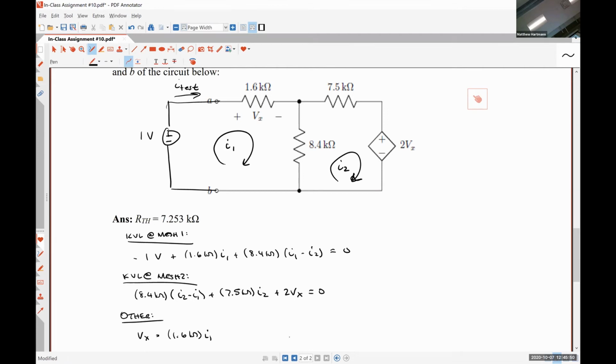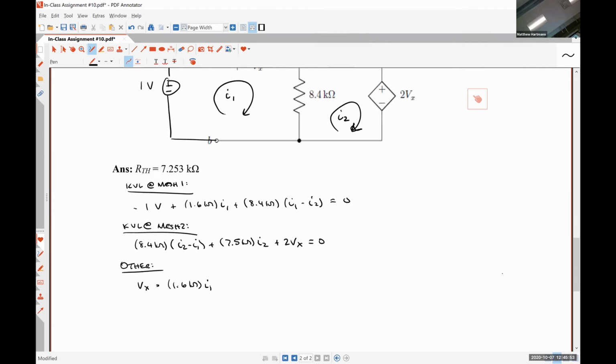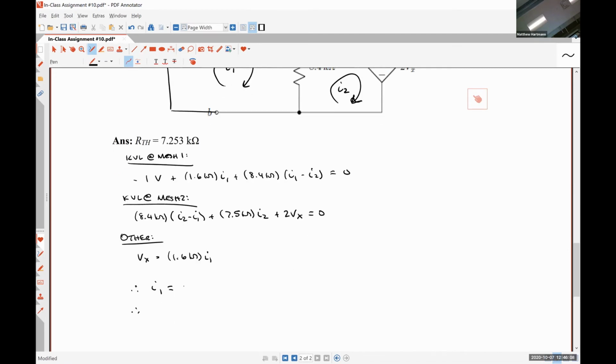All right, so we could do substitution, but this is just 3 equations, 3 unknowns. I'm just going to put it in my calculator as is with Vx as my third variable because I'm too lazy to do the substitution. So from this, we'll get a mesh current I1, which is exactly equal to I test, a mesh current I2, and a voltage Vx.